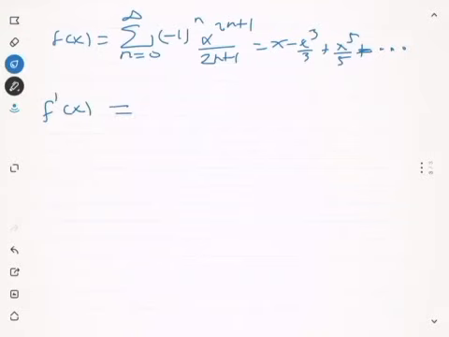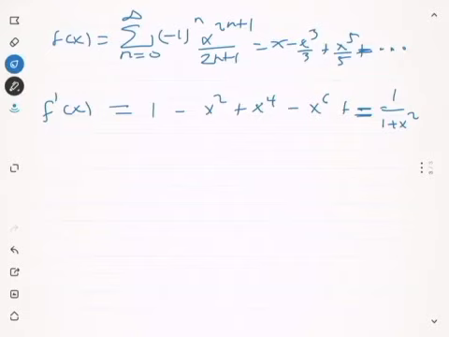So the derivative of the first term is 1 minus x squared plus x to the 4th power, and the other one will be minus x to the 6th power plus blah blah blah. So we were able to find what the derivative of that series is, term by term. And it turns out that this series is a geometric power series. So this is 1 divided by 1 plus x squared, because the first term is equal to 1 and the ratio is negative x squared.